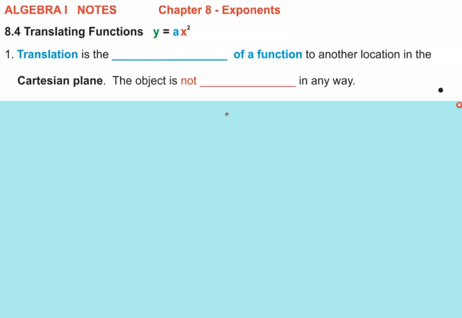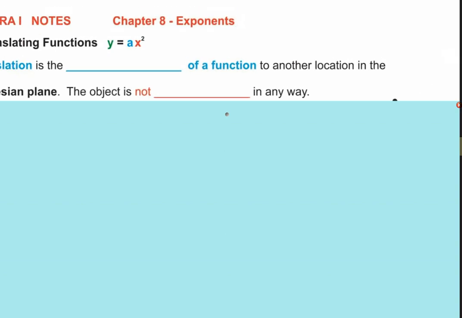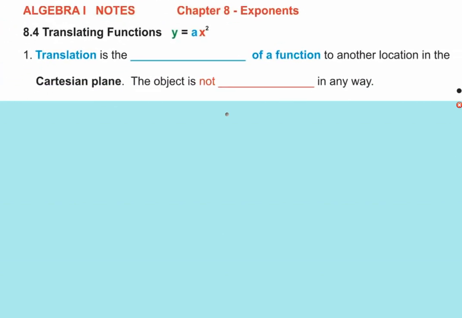This is lesson 8.4, translating functions. We're looking here at what's called a quadratic. Sorry about that. So we're looking at what we would call a quadratic function right here, and I'll explain some more of that. But what we're going to do is learn some principles of translating.